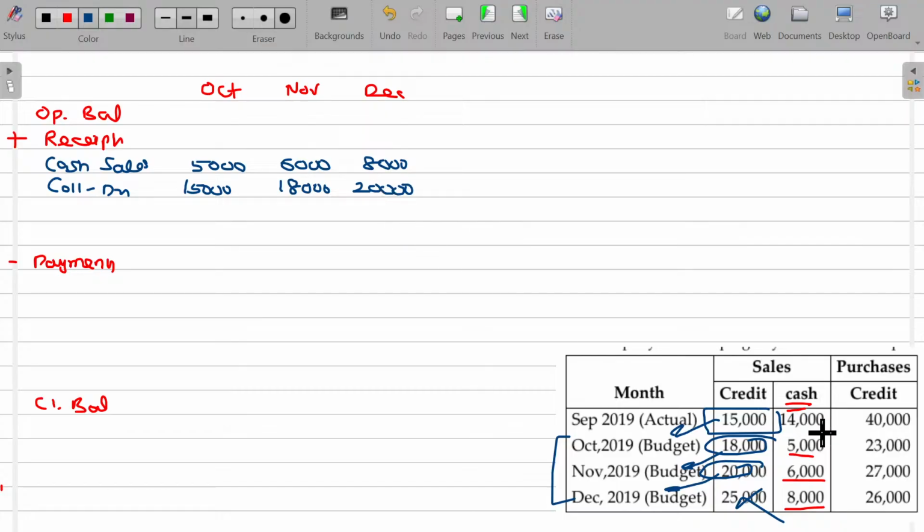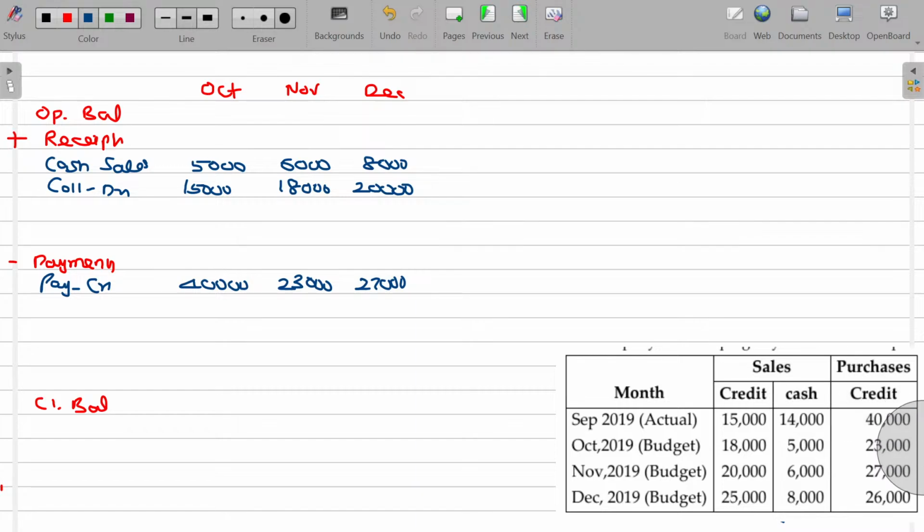Similarly, in payments, September month purchases will be paid later on. So payment to creditors 1 month after. So 40, 23, 27. So you have posted all this value. There is no problem here.